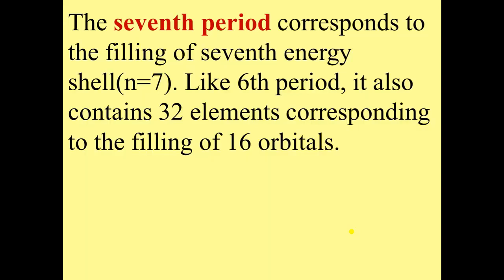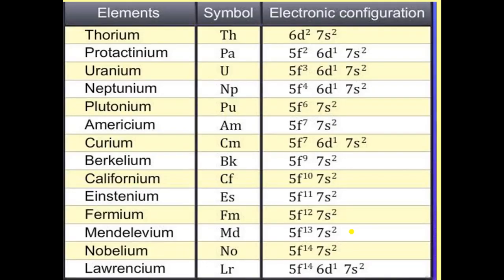The seventh period corresponds to the filling of seventh energy shell, n is equal to 7. So like the sixth period, it also contains 32 elements because there are total 16 orbitals. Okay, so this is how you will write electronic configuration. Okay, this is filling of last electron in the orbitals.